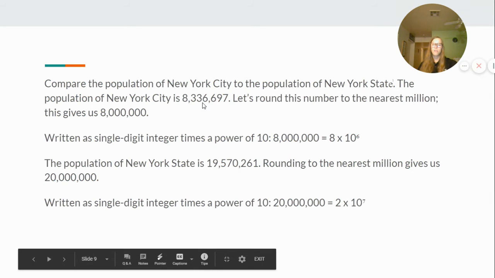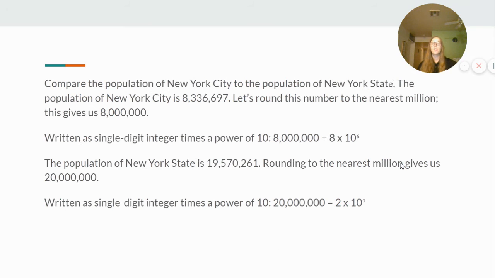So we can also, again, go ahead and we'll go through this one together. So compare the population of New York City to the population of New York State. New York City, 8,336,697. We round to the nearest million, we round down to 8 million, written as a single-digit integer times a power of 10: 8 times 10 to the 6th. So now we've added a little bit more to our powers here.